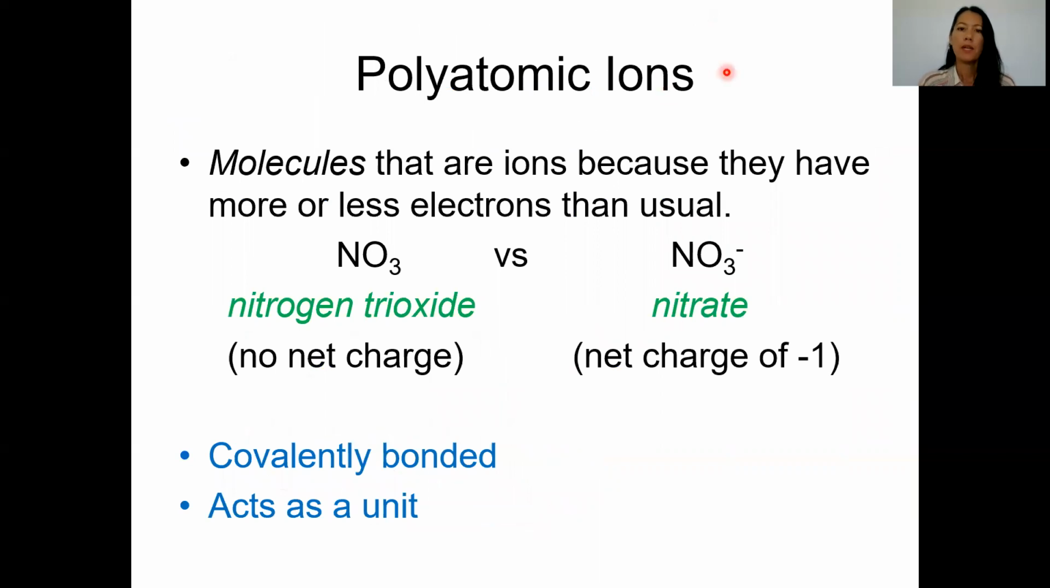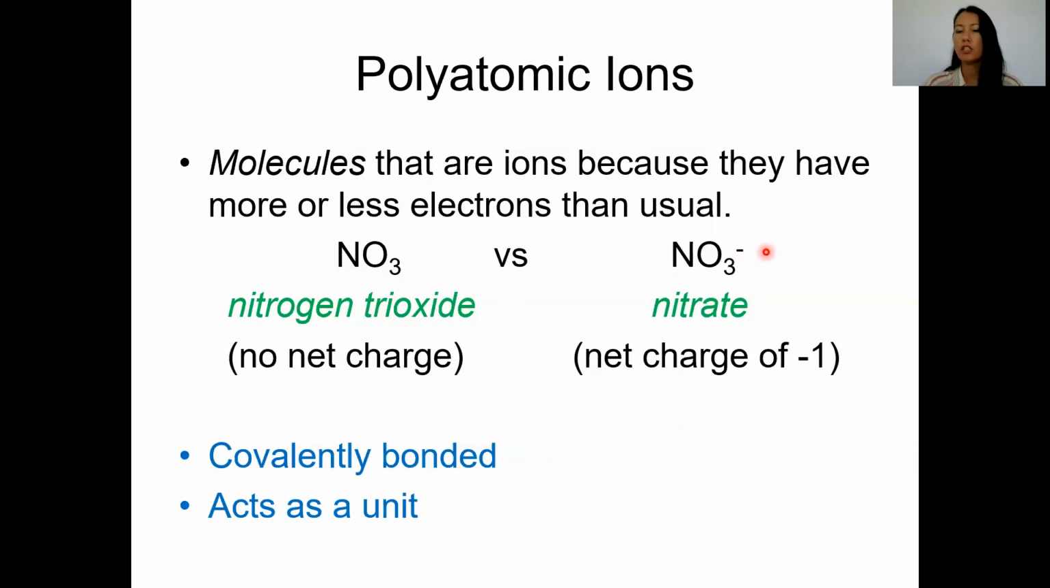One of the last little bits is talking about polyatomic ions. So sometimes you can have molecules that are actually ions because they have more or less electrons than usual. So let's take a look. Nitrogen trioxide. That guy is neutral, so it's not an ion. It's made of 2 nonmetals, so it's a covalent compound. No net charge. But this guy, that negative sign right there tells me this is an ion.